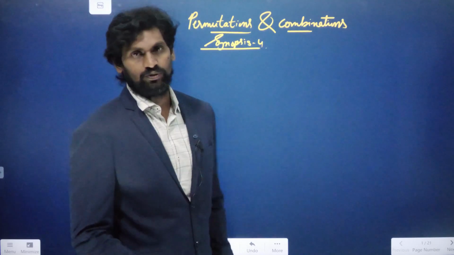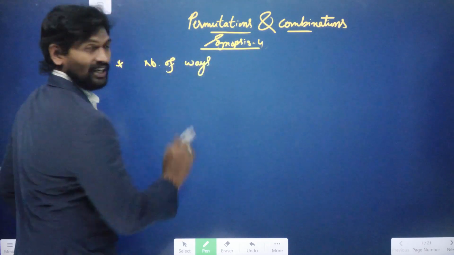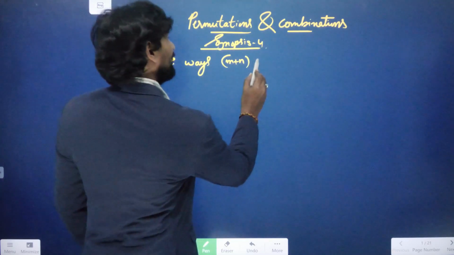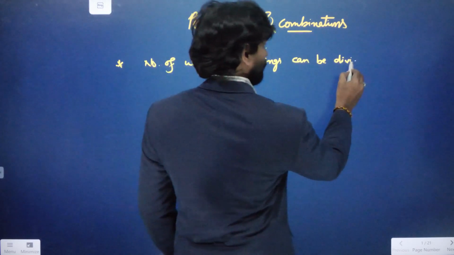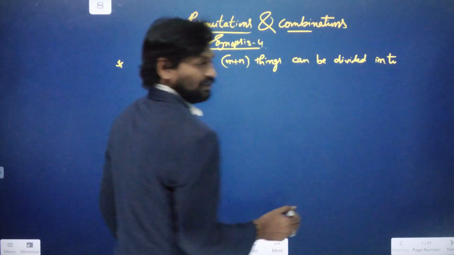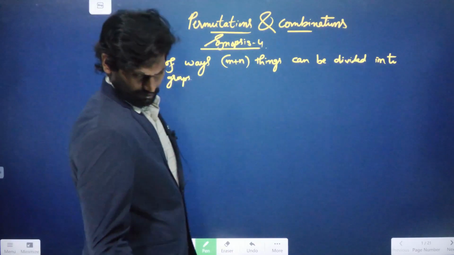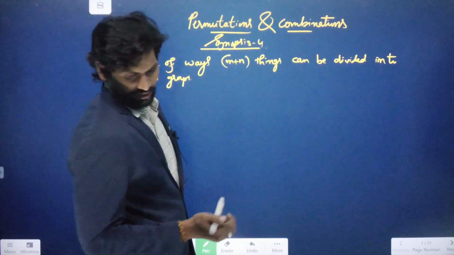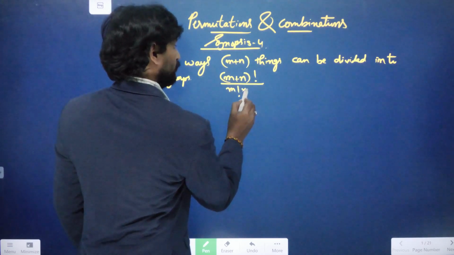First one: the number of ways in which m plus n things can be divided into two different groups, that is, into two groups of m and n things respectively, will be the formula (m plus n) factorial by m factorial into n factorial.